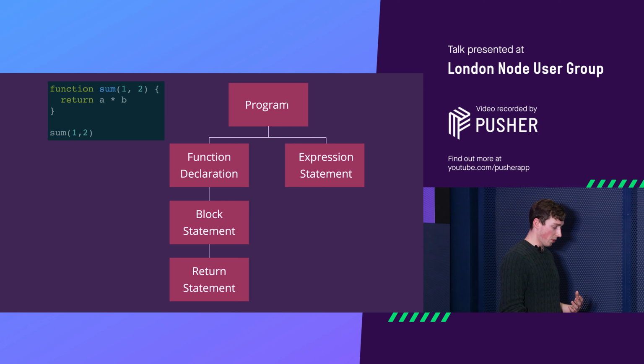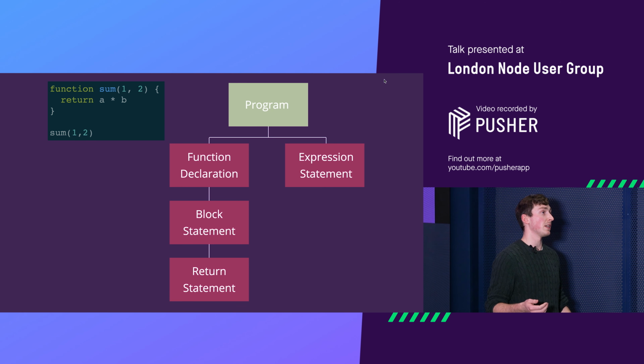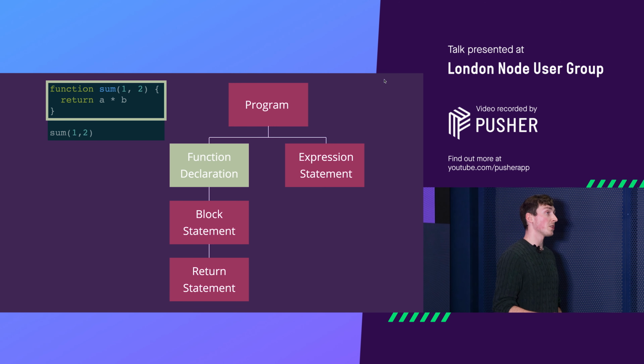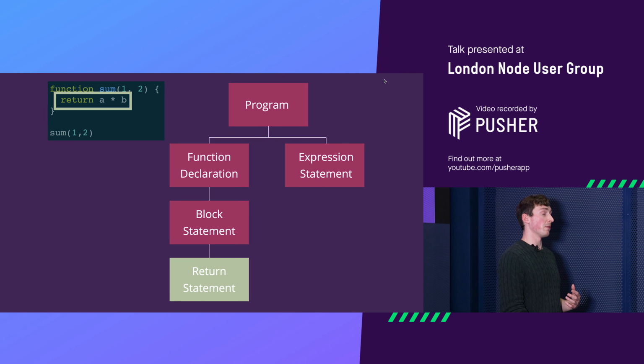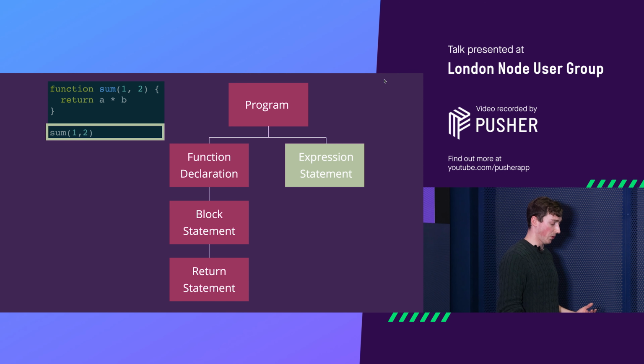And the representation of this as an abstract syntax tree is that you have a root program node that represents the entire script or module. And then you have a function declaration node. That function declaration node contains a block statement node, which is the code inside the curly braces. And inside the block statement, you have a return statement. And then the next node in the tree is an expression statement where you're actually calling sum.